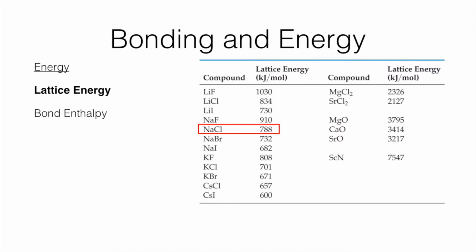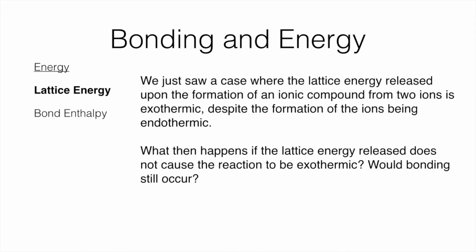Then even a little further still, we have magnesium oxide, calcium oxide, and strontium oxide. Those are +2 and -2 ions. So just like before, we do have a lot of energy that we have to overcome. And if you look at scandium nitride, that of course is a +3 and a -3 ion, so you can expect that to be much larger as well.